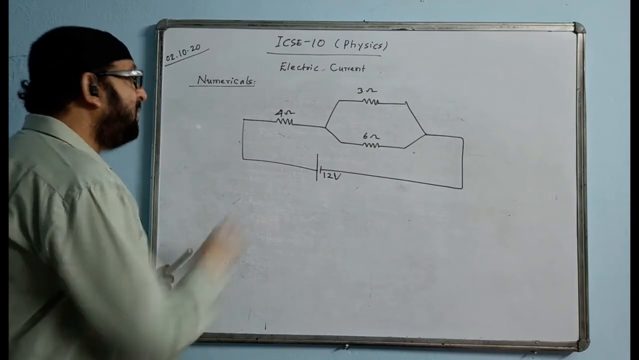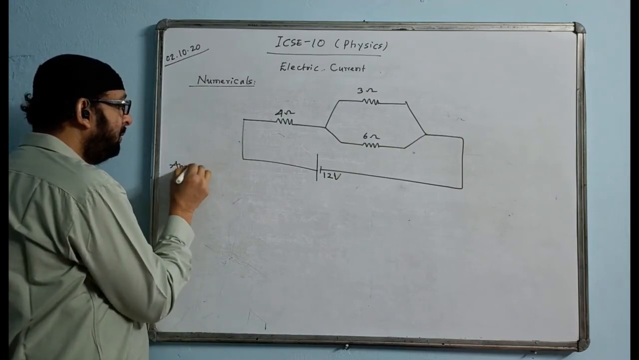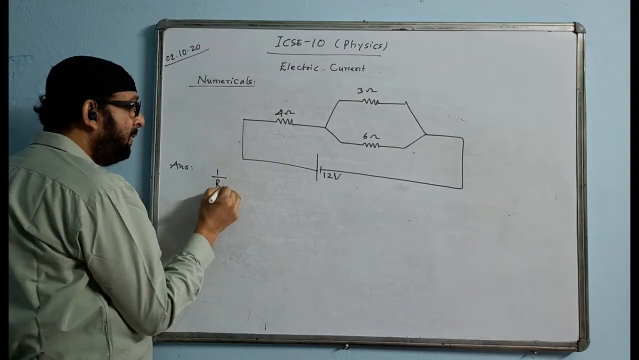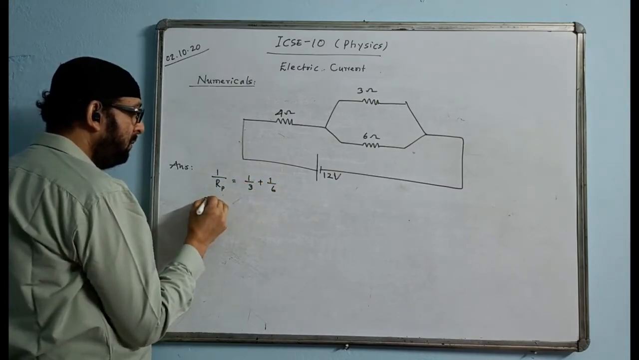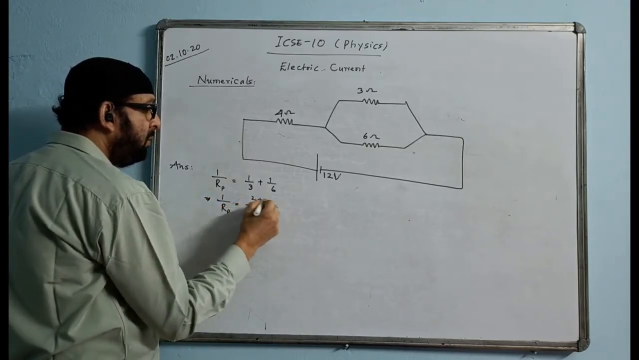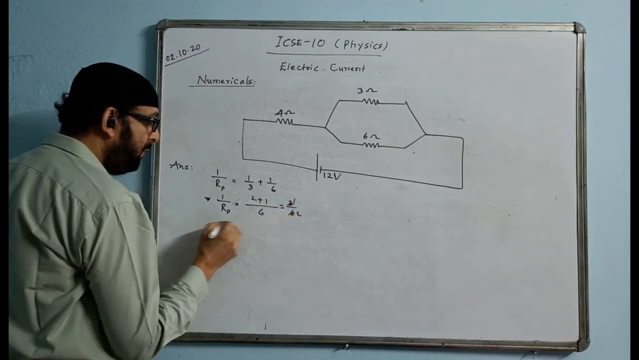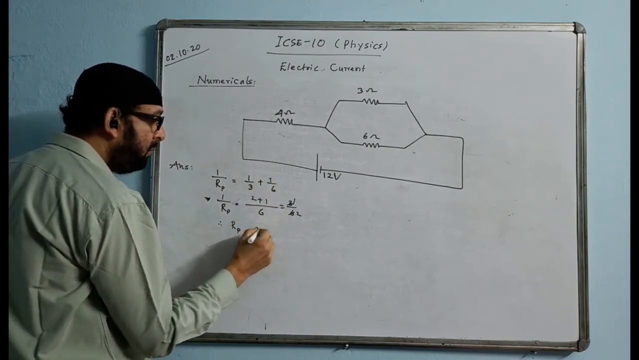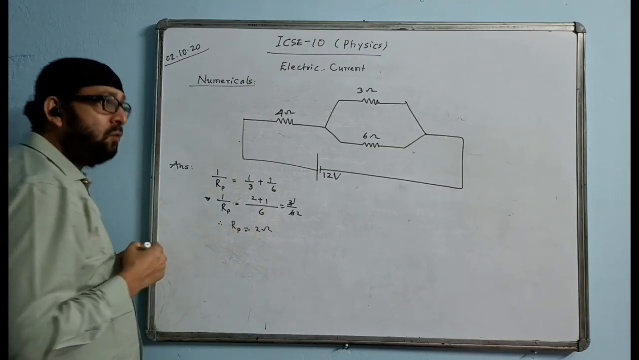So how to do? First we will find the total resistance. These two are in parallel. First we do the parallel formula. 1 by Rp value will become 1 by 3 plus 1 by 6. Therefore 1 by Rp value will come, LCM 6, 2 plus 1, 3 by 6, 1 upon 2. Therefore Rp value, don't forget to reciprocate at the end, will come 2 ohm. Resistance of parallel part, the answer is coming 2 ohm.